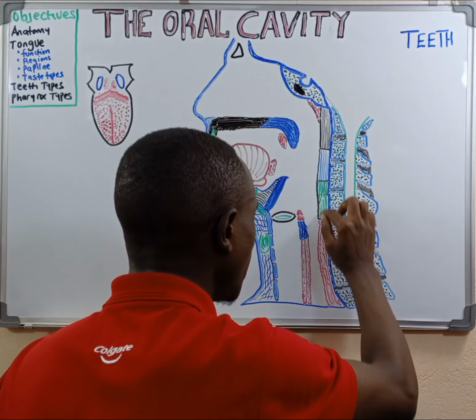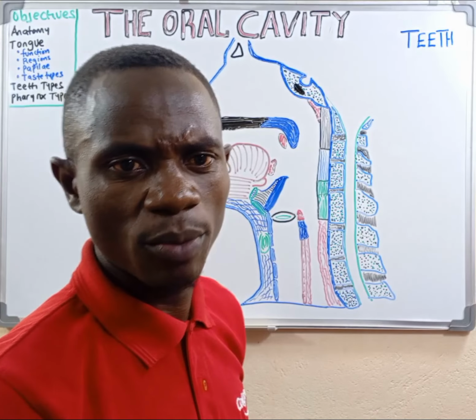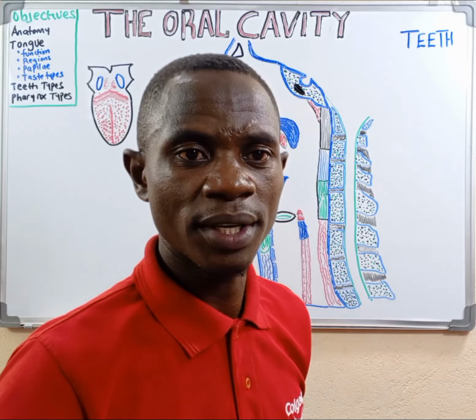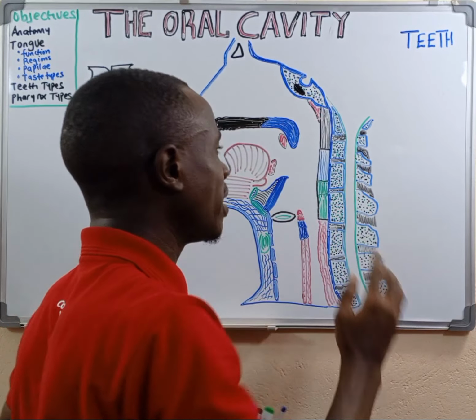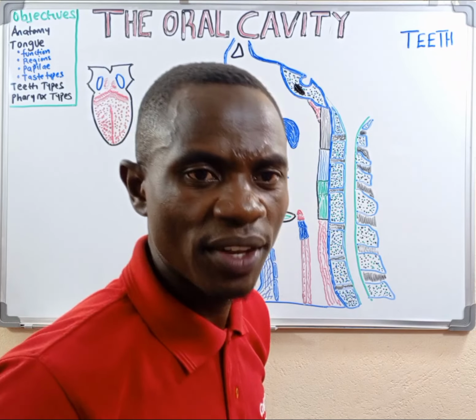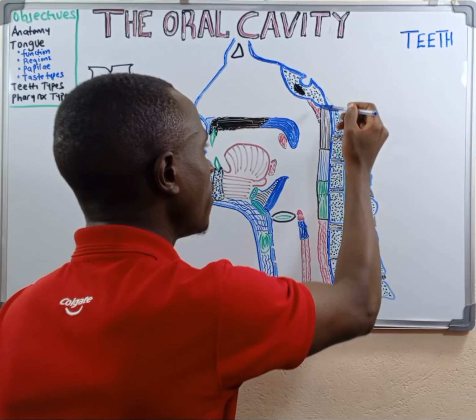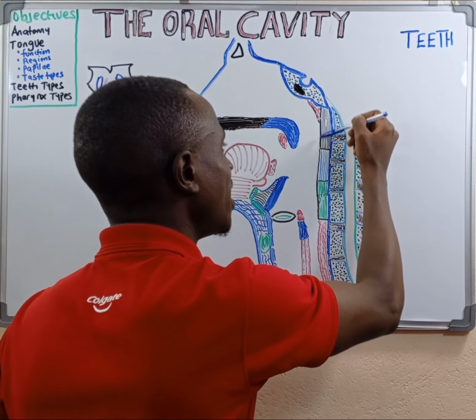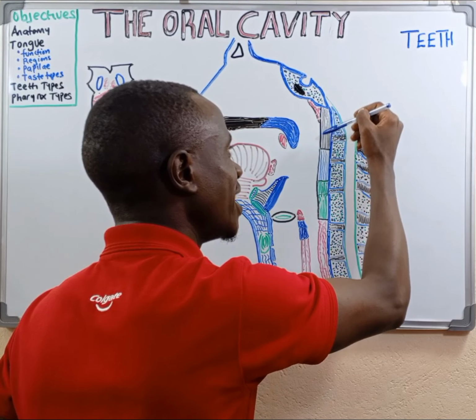The whole of this structure here is what we call the pharynx. Okay, you may find some other people calling it the throat. And this pharynx has three divisions. What are the three divisions of the pharynx? We have the first one on top, what we call the nasopharynx. This one which is in black, the nasopharynx.